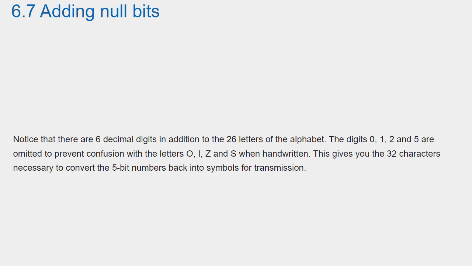Notice that there are 6 decimal digits in addition to the 26 letters of the alphabet. The digits 0, 1, 2 and 5 are omitted to prevent confusion with the letters O, I, Z and S when handwritten. This gives you the 32 characters necessary to convert the 5-bit numbers back into symbols for transmission.